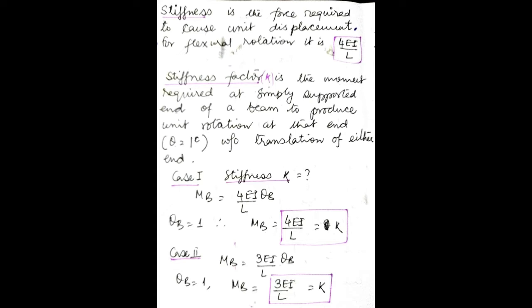Let us take the example of case number 2. Case number 2 was that both ends simply supported. What was MB? 3 EI theta B by L. Now again, theta B is equal to 1. So what will be MB? MB will be 3 EI by L. So that is the stiffness factor for both the types of beams we have seen.